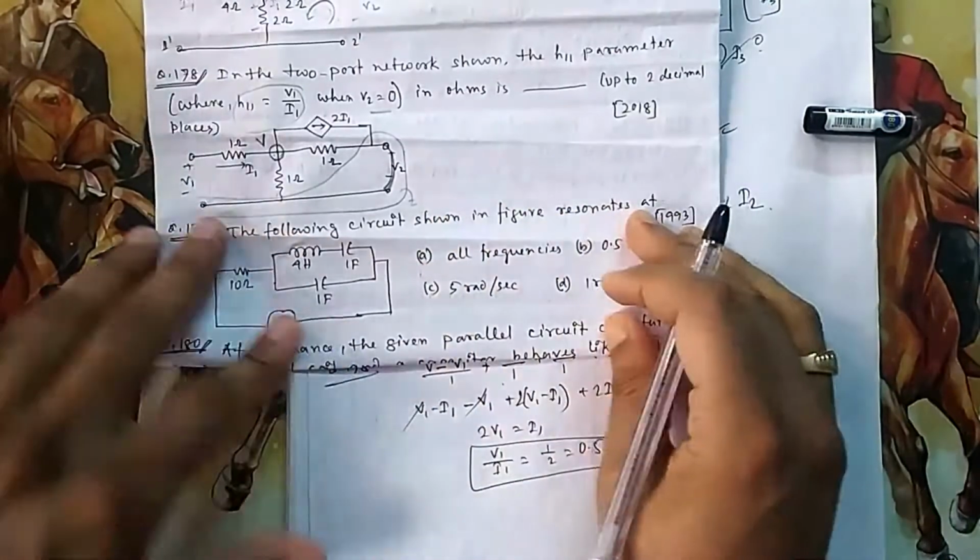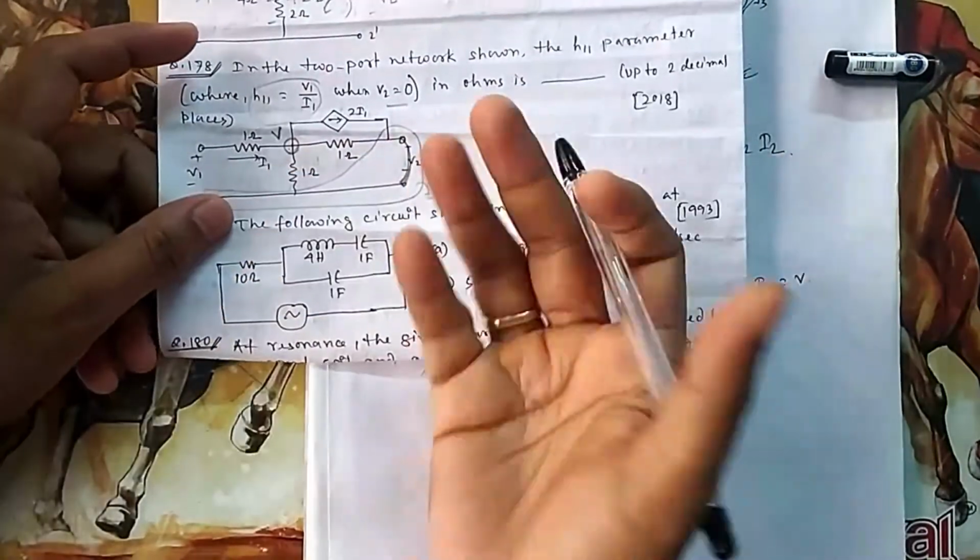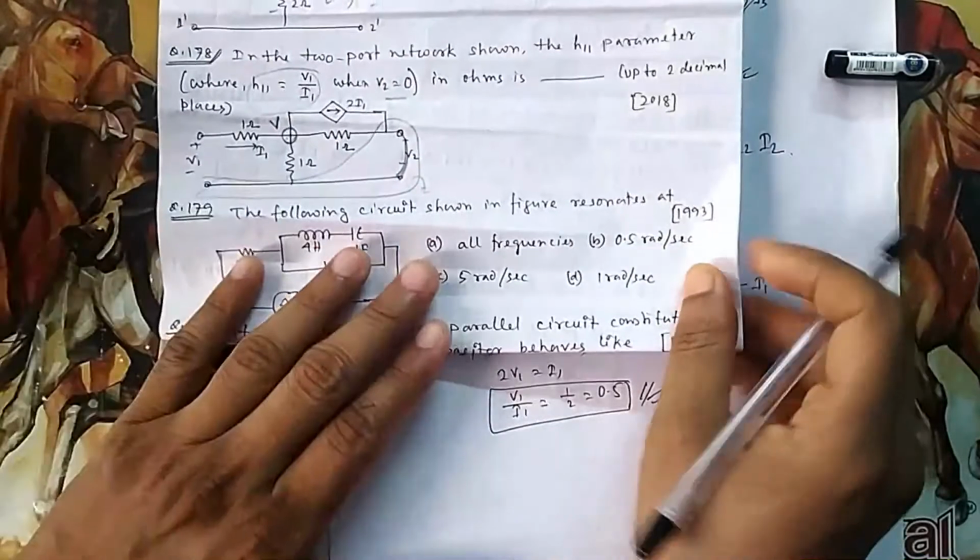So you will find a relation directly between V1 and I1. So that is possible. If you have a confusion, you can apply nodal, KCL, KVL, whatever you apply. But I always prefer nodal.